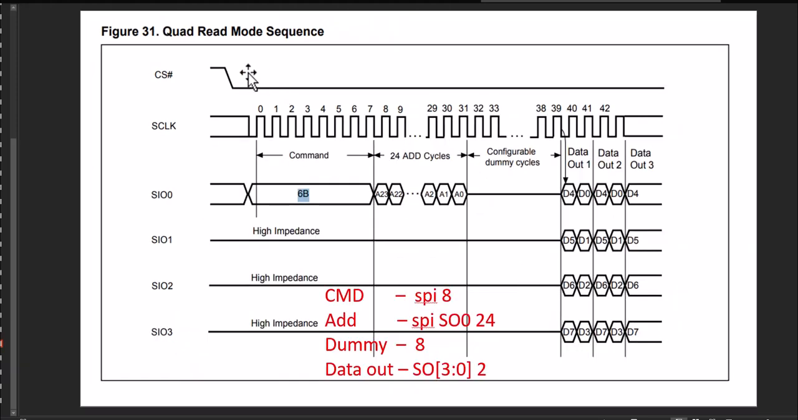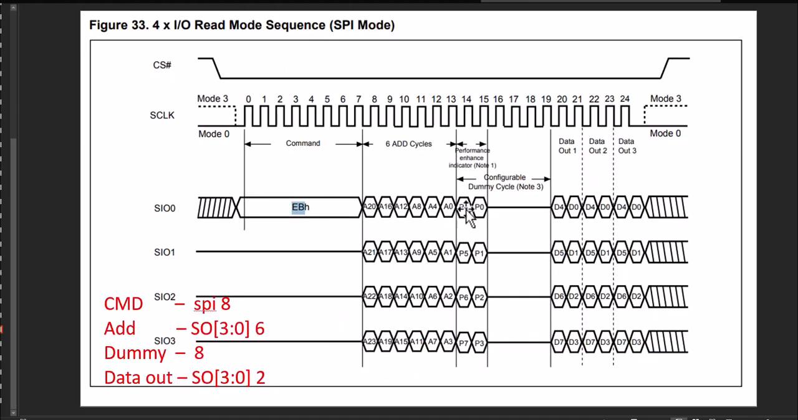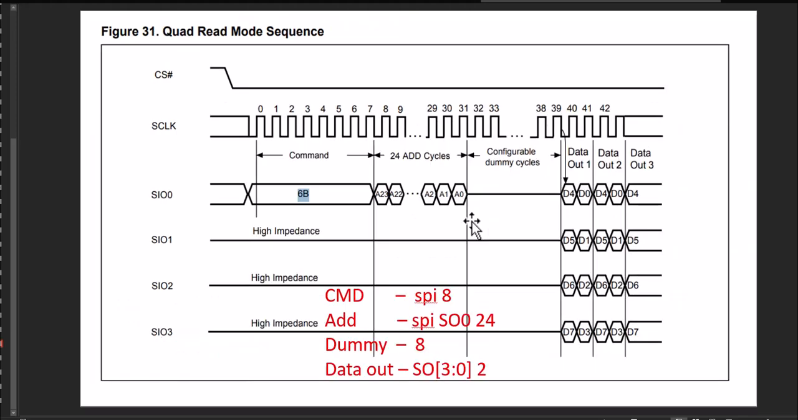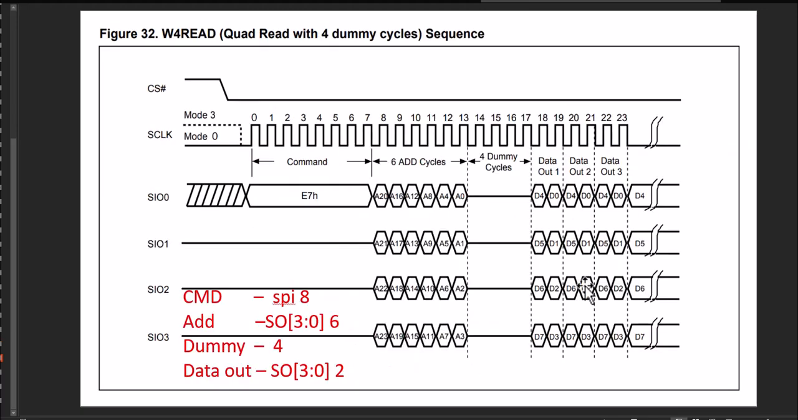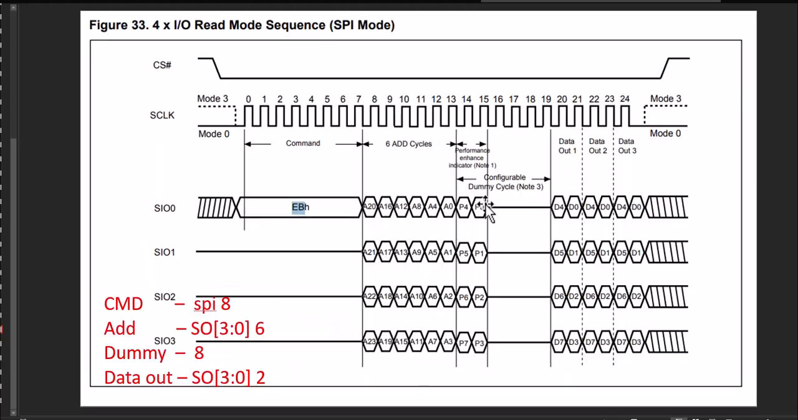Also there is a quad read mode. This looks to be the same as EB, but the change is that the address and the dummies are based on SPI. The rest of the thing is the same. So there is a W4 read. It is similar to the 4IO read. The only change is that the dummy here is 4 clocks, whereas there it is 8 clocks.